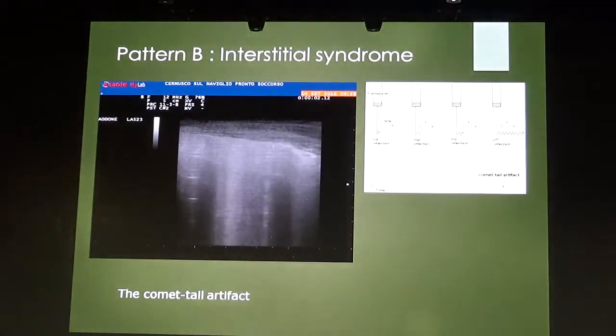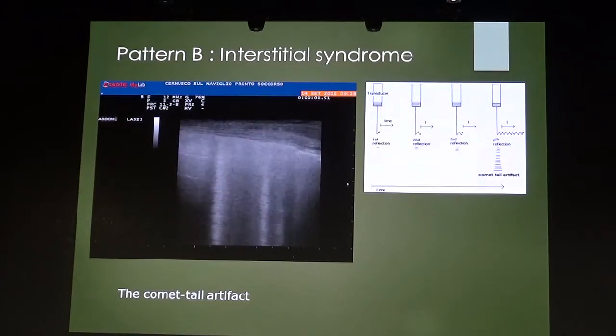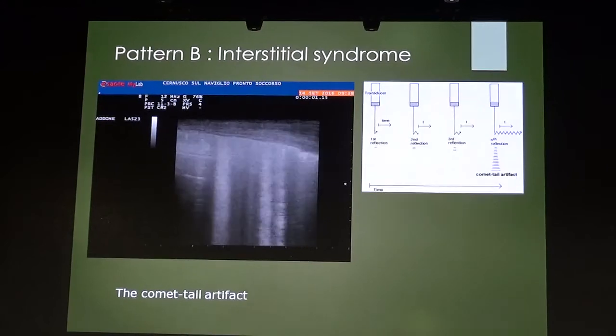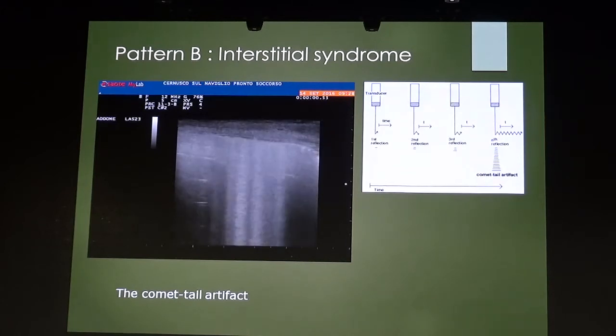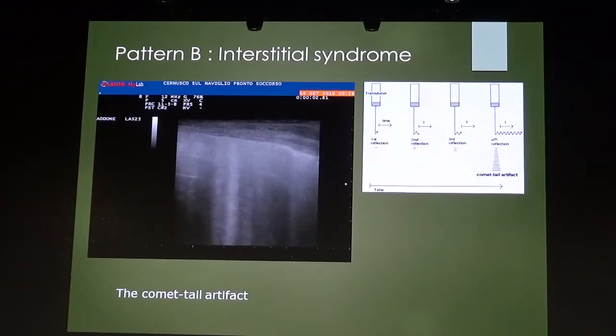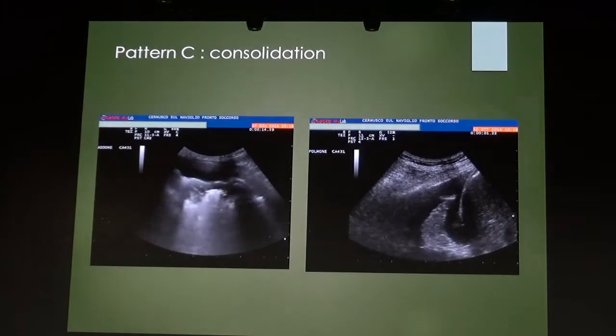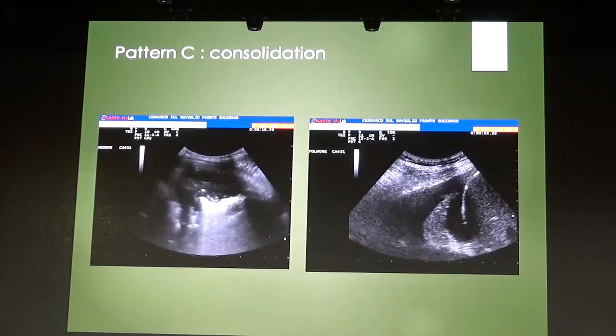The second pattern is what is called the B pattern. You can start to see these comet tail artifacts, or B lines. That is not due to an anatomical structure, but it is due to the presence of interfaces between some alveoli filled with water and others filled with air. So this is very characteristic of lung edema. And the third pattern is the consolidation that you can find in your patients.